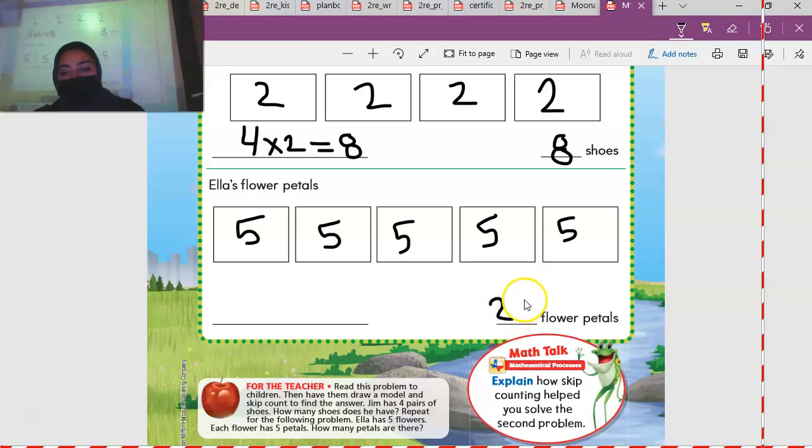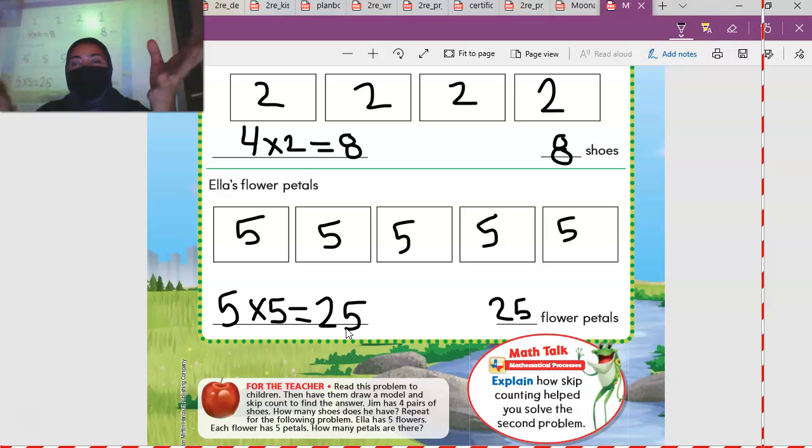So how is that problem going to look? How many flowers are there, class? 5. And how many petals are on each flower? 5. 5 times 5 is 25. Class? Whenever you see the word each, that's a key word. In math, whenever you see all together or in all, that means add. Whenever you see how many more, that means subtract. Whenever you see each, that means multiply. Okay?